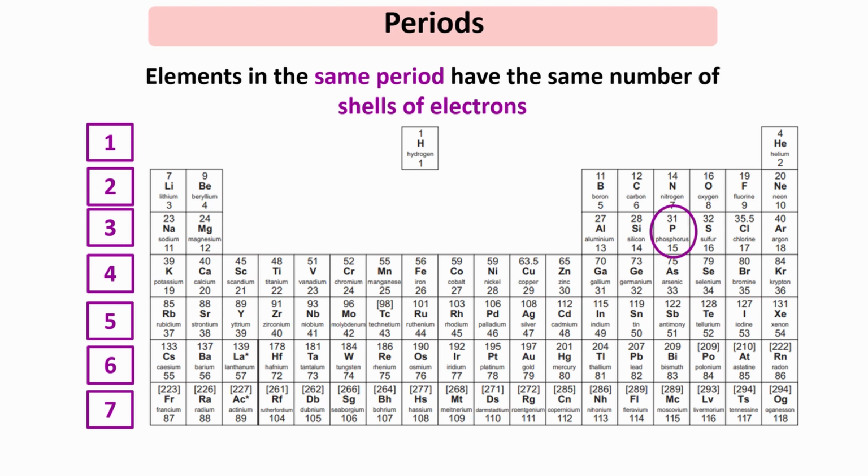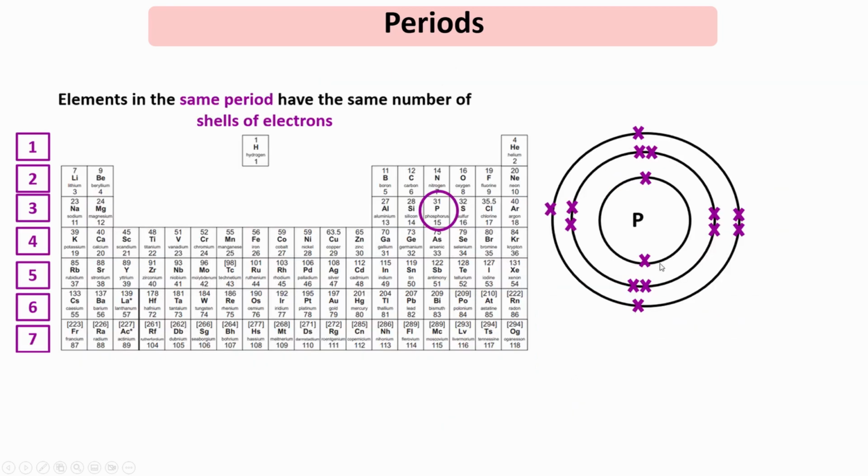Let's take phosphorus as an example. Phosphorus has an atomic number of 15. This is the number of protons an atom of phosphorus has in the nucleus. Remember, the number of protons is also equal to the number of electrons, so phosphorus has 15 electrons. Let's draw the electronic arrangement for phosphorus. This is its electronic arrangement. It's got 2 electrons in the first shell, 8 in the second, so we've got 10 so far, and the last 5 are in this outer shell here.